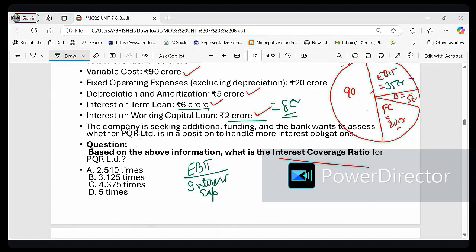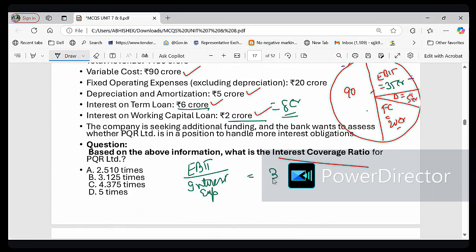The company is paying interest on a term loan and also paying interest on a working capital loan. So how much is the total interest they are paying? Total interest they are paying is 8 crore, right? And how much is the EBIT? EBIT is 35 crore. So now can you tell me what is the interest coverage ratio? Just divide both of them.